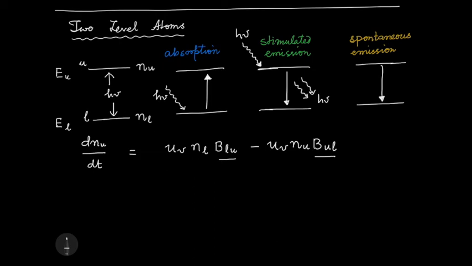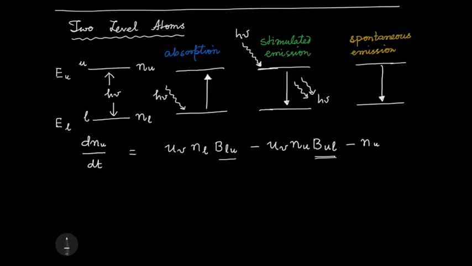Okay, what else can happen? I can have a spontaneous emission, which is not assisted by any radiation, just the atom decides to go from the upper level to the lower level, and that will again decrease the number density in the upper level. Now it doesn't depend on nu because it doesn't depend on radiation, it is spontaneous, but it depends on the number density of the upper level. If there is none, no transition will be possible.